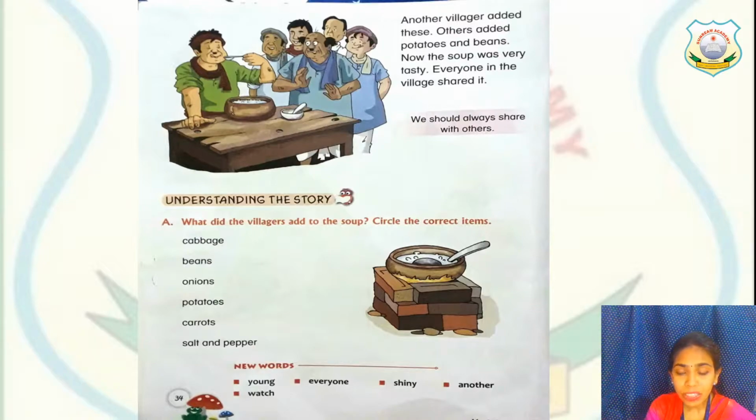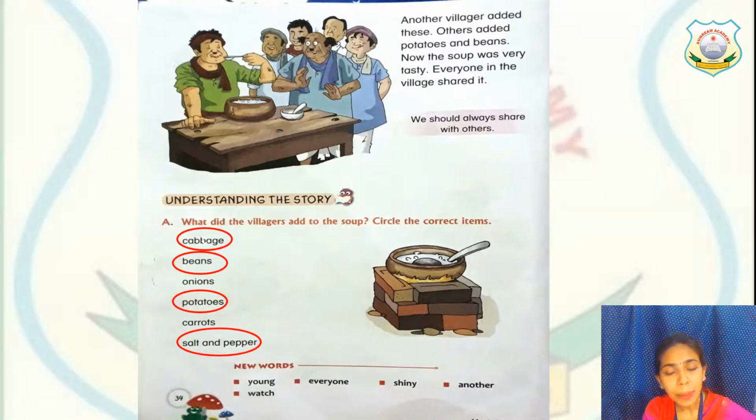So what did the villagers add to the soup? Can you tell me? Cabbage? Yes, they added cabbage. Beans? Yes, they added beans. Did they add onions? No, they did not add onions. Potatoes? Yes, they added potatoes, right? Did they add carrots to it? No, they did not add carrots. Okay, the last one, salt and pepper. Yes, they added salt and pepper to the soup, right?